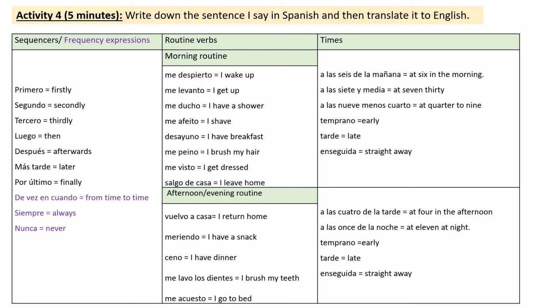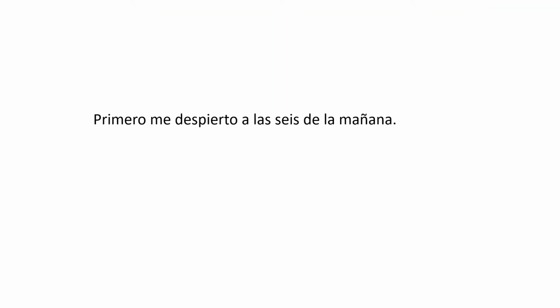Okay, chicos, let's go over the answer. So the Spanish was, primero me despierto a las 6 de la mañana. Make sure you've got that written down correctly in Spanish. And the English translation is, firstly, I wake up at 6 in the morning. Muy bien, chicos. Let's do another one.